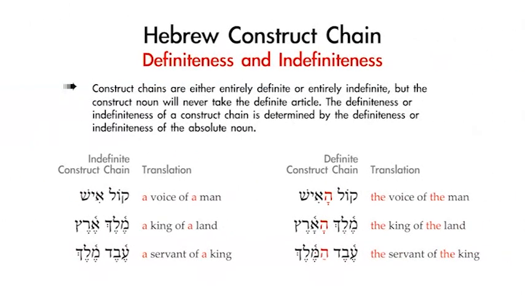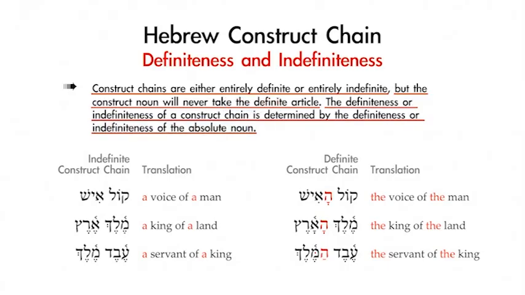Let's look at the Hebrew construct chain in terms of certain rules of grammar. In Hebrew, construct chains are either entirely definite or entirely indefinite, but the construct noun will never take the definite article. The definiteness or indefiniteness of a construct chain is determined by the definiteness or indefiniteness of the absolute noun. Let's look at our examples below.